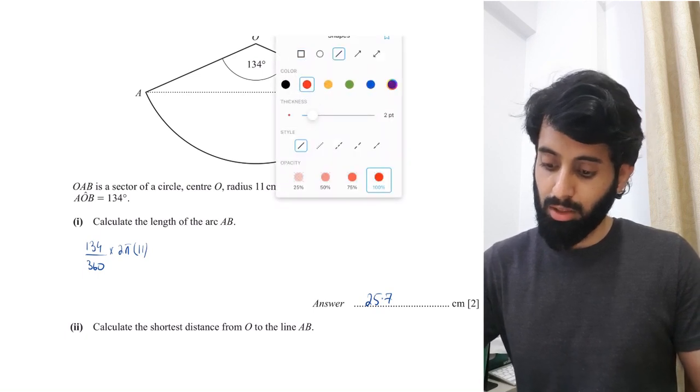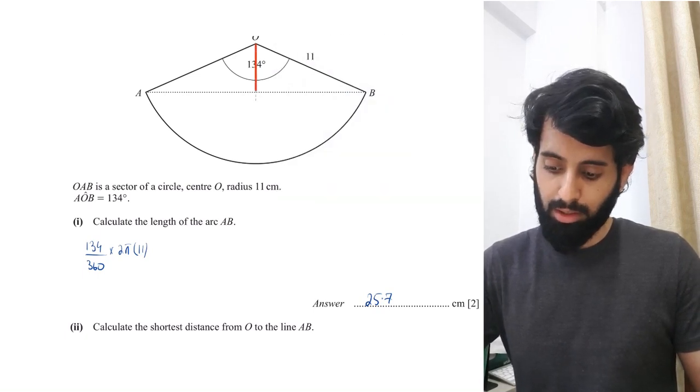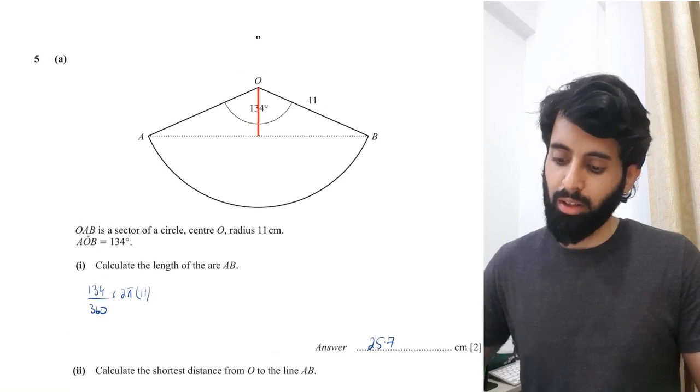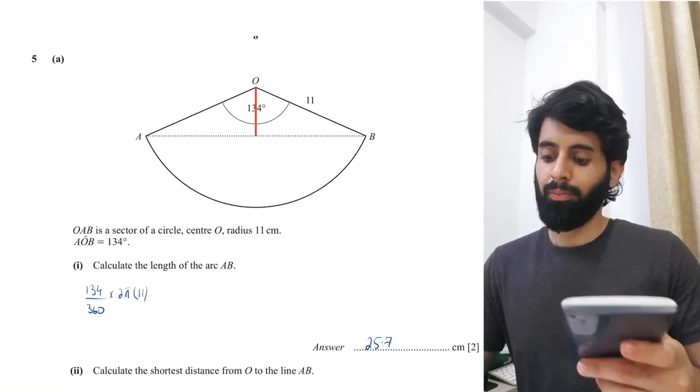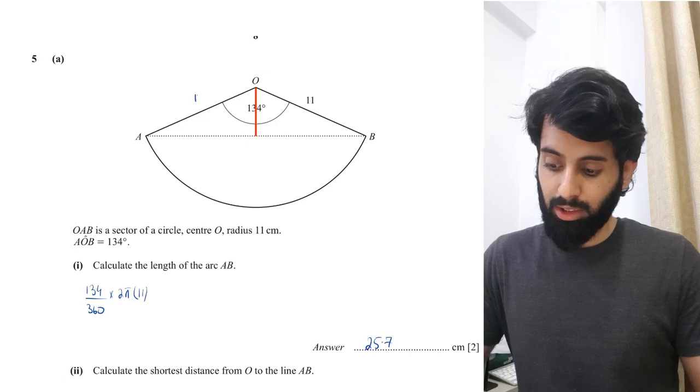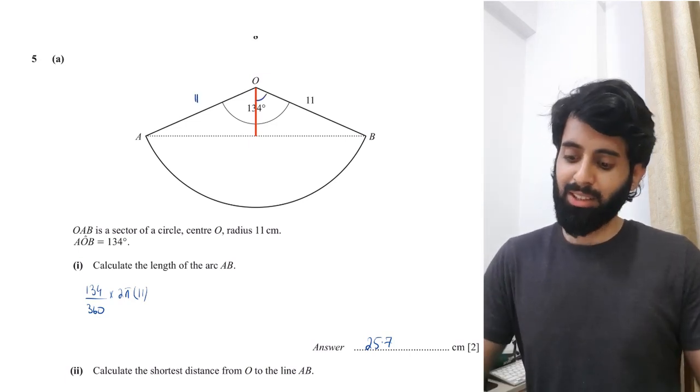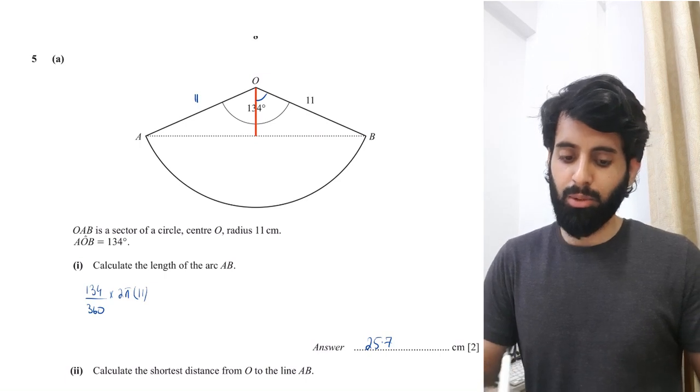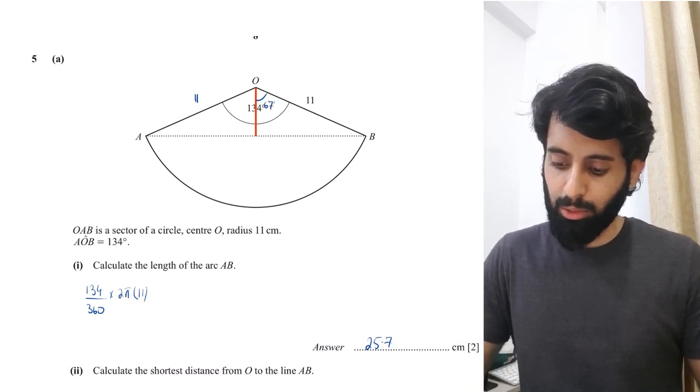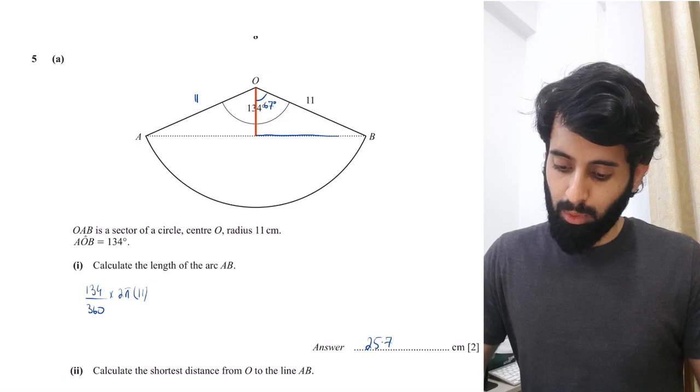Pretty simple. Shortest distance from O to the line AB. So shortest distance, remember, is the perpendicular distance. Now when I drop a perpendicular here, since this is an isosceles triangle, this perpendicular will divide this angle into two, and that means now this angle is 67 degrees.